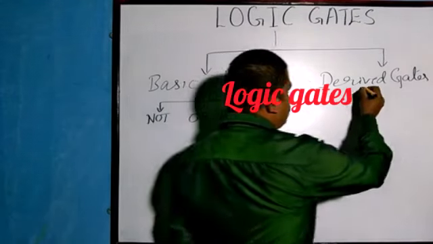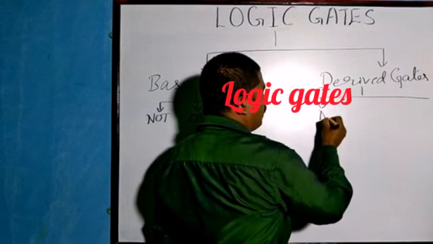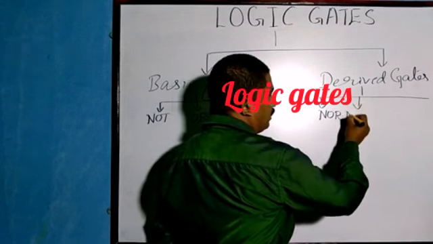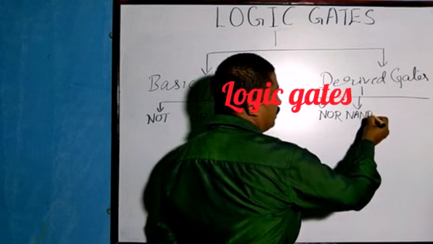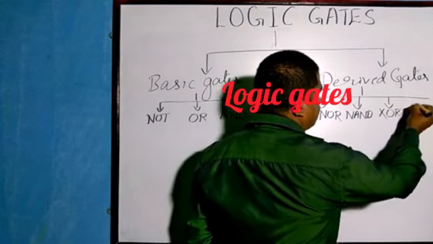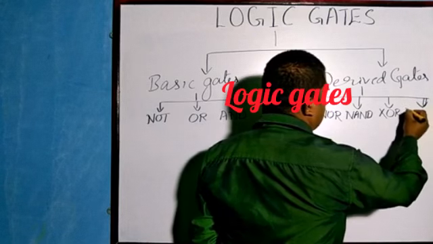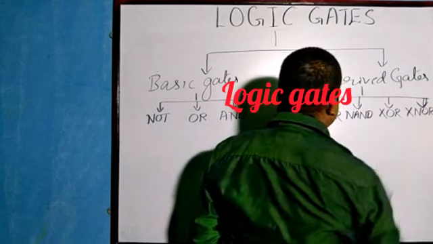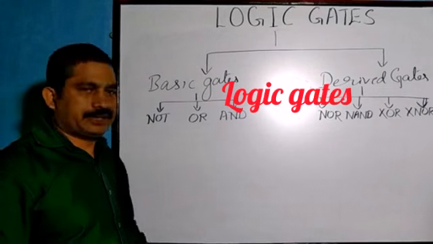In derived gates, we have NOR gate, NAND gate, XOR gate and XNOR gate. Okay. So today we shall study about the derived gates.